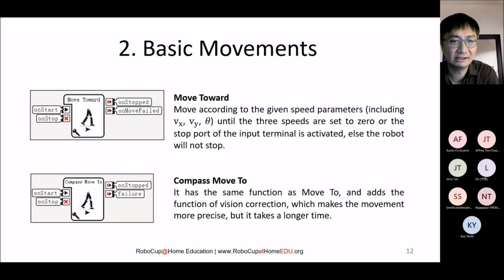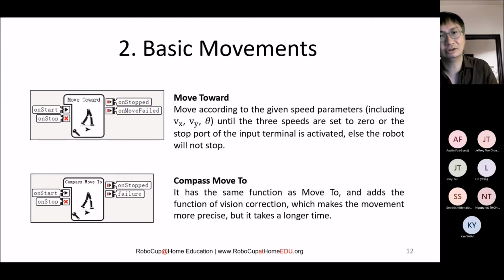So in order to make things more accurate, we can use, for example, the vision sensor to find the distance travelled. You add additional feedback from other sensors to check the distance travelled and see if we reach the point that we want. This is used for more precise movement, for example when you want Pepper to stop at a particular point. Or else if it doesn't stop, it might collide into something, or might not be able to proceed to the next action. So you can use this compass move to tool, but the drawback is that it will be slower than the move to tool.